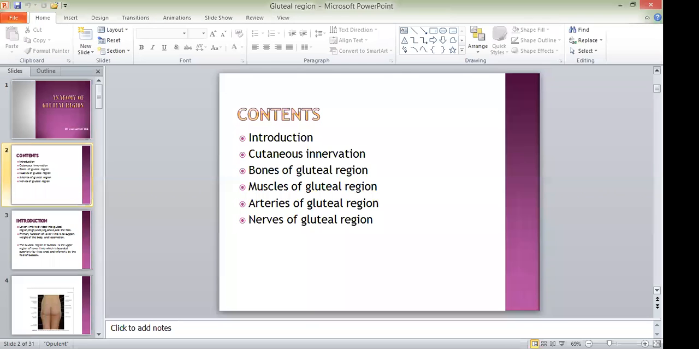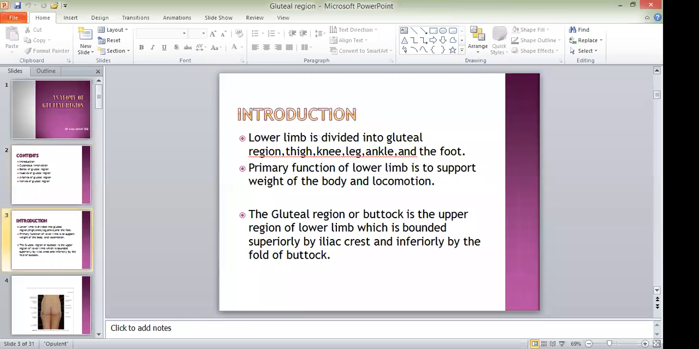Our today topic is introduction of gluteal region, skin supply, nerve supply of gluteal region, bones of gluteal region, muscle and nerves of gluteal region. We have to generally introduce the gluteal region, that what is gluteal region.